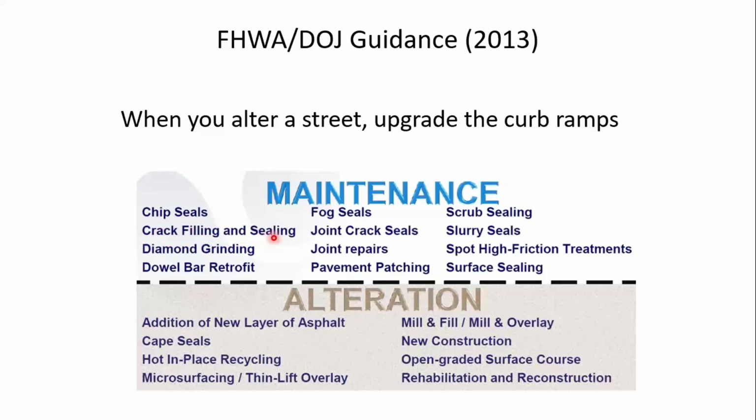That's considered maintenance. You can see some other spot high friction surface treatments are considered maintenance. Chip seals are considered maintenance. Street sweeping would be maintenance. Painting lines on your roadway, lane lines, arrows, symbols in turn lanes, those are all maintenance. You don't have to worry about the curb ramps.